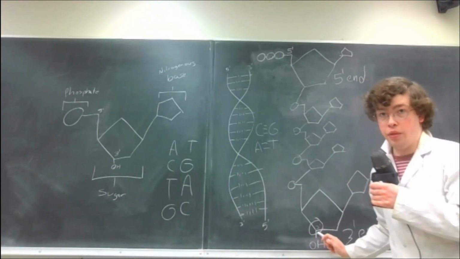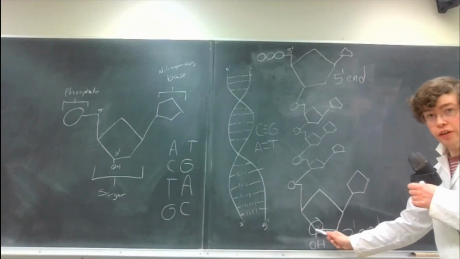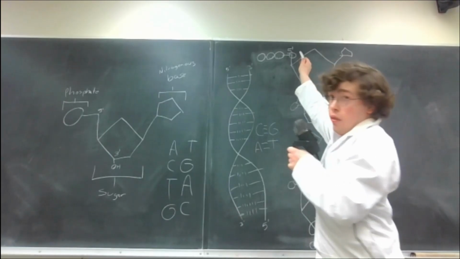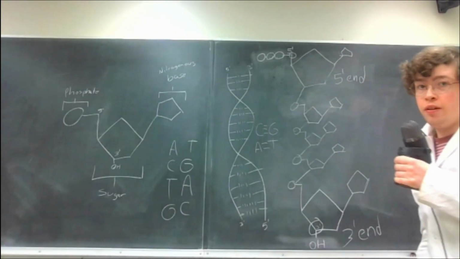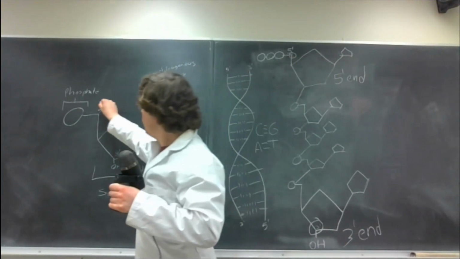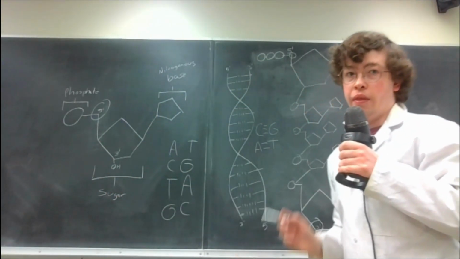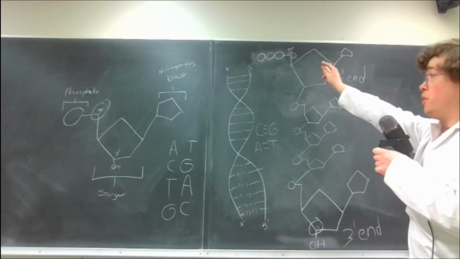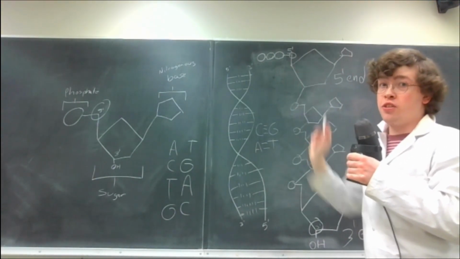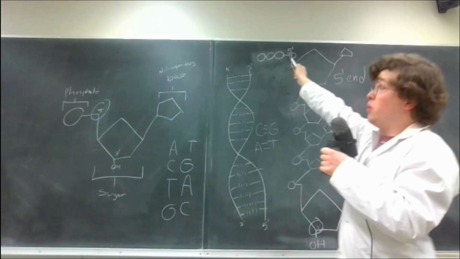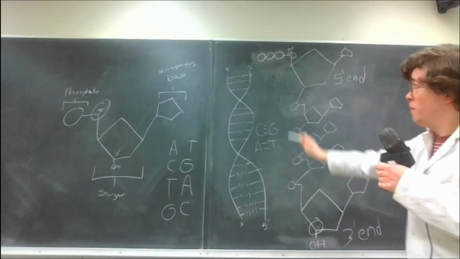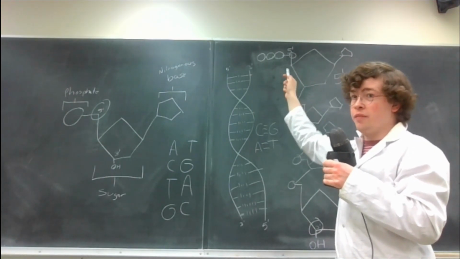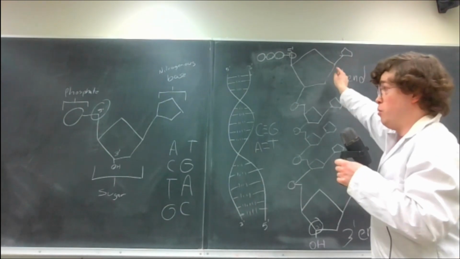Recall that this carbon on the sugar shown right here, that is the 3' carbon. Similarly, that carbon located right there on the diagram, that is the 5' carbon of the sugar. Now we see that on the 5' carbon of the sugar, we have the phosphate groups attached. And on the 5' end, we notice that unlike all the phosphate groups here, the phosphates on the 5' end of the DNA are not attached to another nucleotide. And that's how you can recall that this is the 5' end.